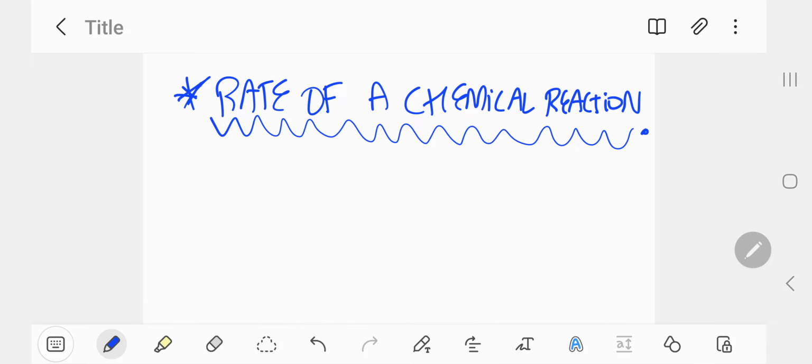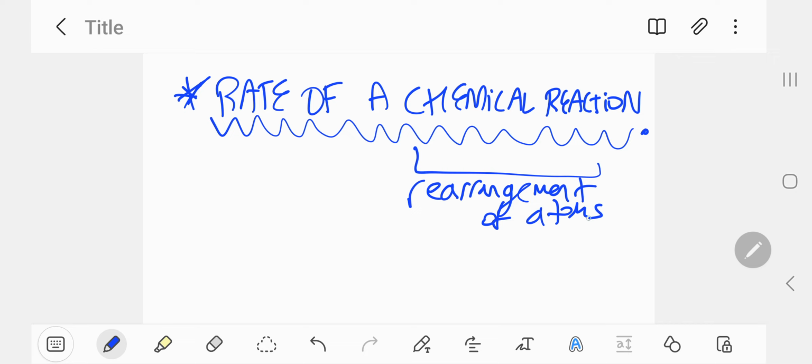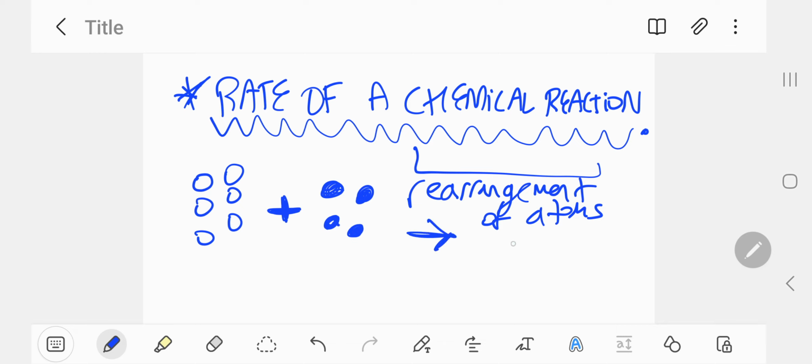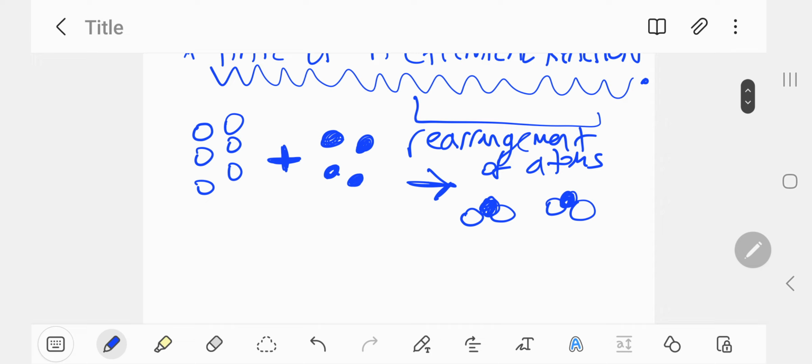So a chemical reaction is basically the rearrangement of atoms. So you take some atoms of some elements. Suppose I've got some element that's got atoms that look like this, and I add them to atoms of some other element that look like this, so two different elements, I'll get something else which looks like this. For example, it's simply things coming together to form something else.